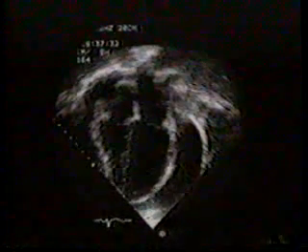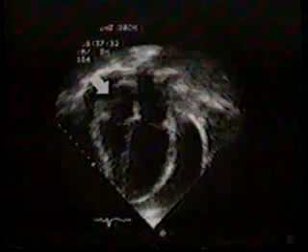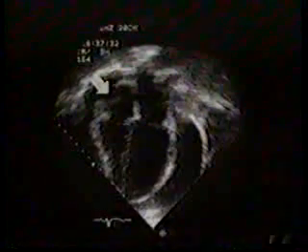This patient has a large pericardial effusion, which proved to be hemorrhagic. Diastolic collapse of the right atrium is evident. In real time, diastolic RV collapse is also present.